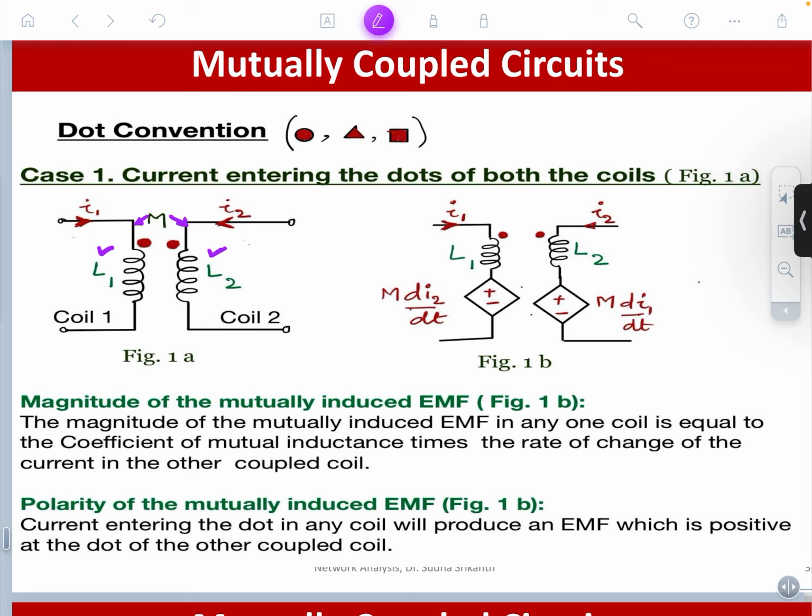Now, what is the significance of these dots? That has to be properly understood. That is the objective and the aim of this video. I want you to understand how to interpret the dots.